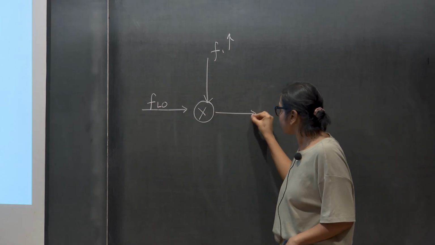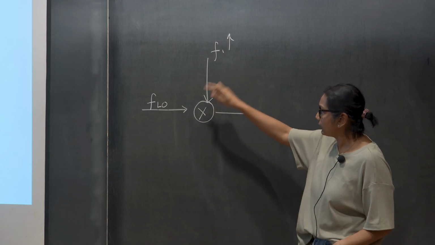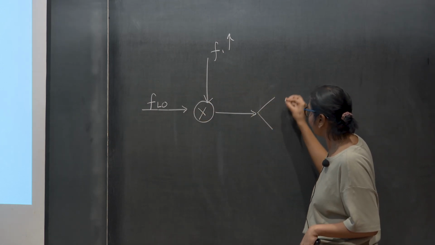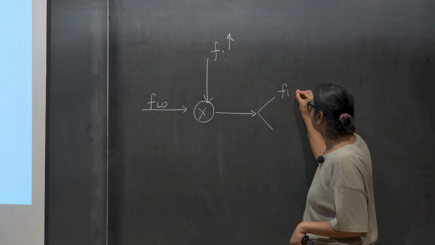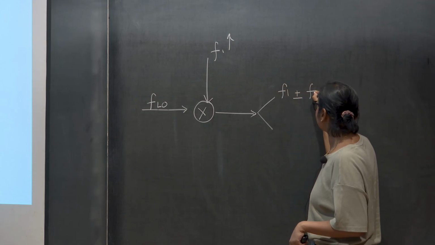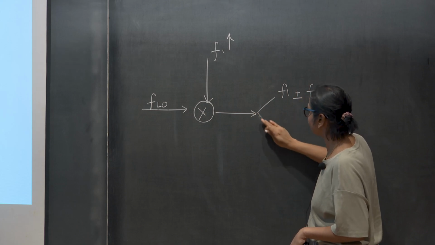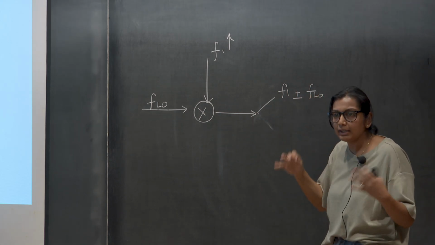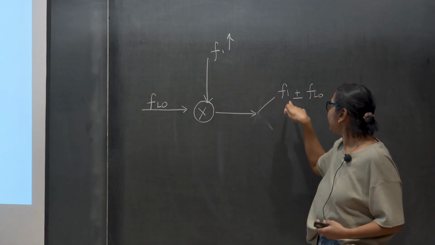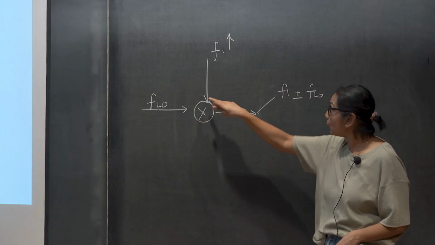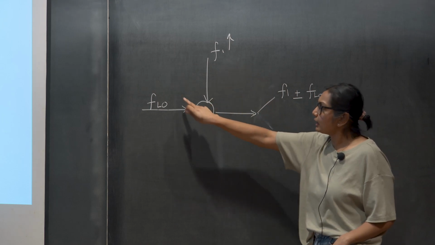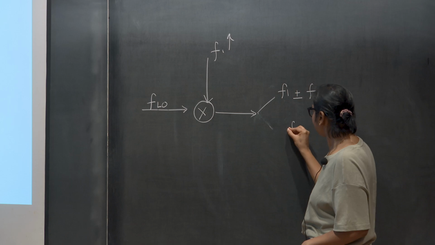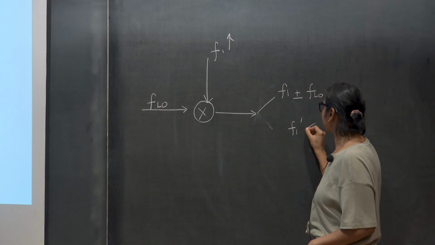Then you get a product. The product from signal theory gives you two products. One is f1 plus, basically f1 plus or minus FLO. So you get two products. The f1 plus FLO is clearly even higher than f1, but f1 minus FLO is lower than f1. So by choosing an appropriate FLO, I can get a new f1 prime which is much lower than f1.